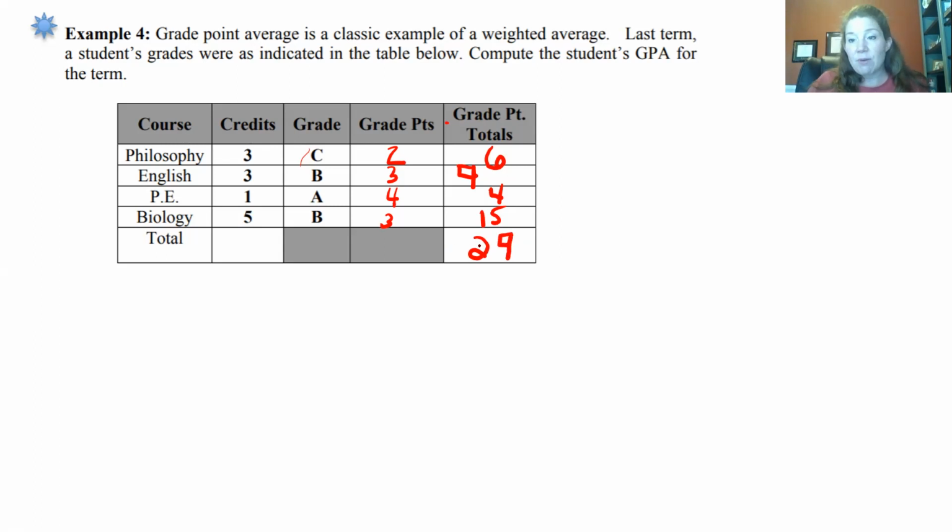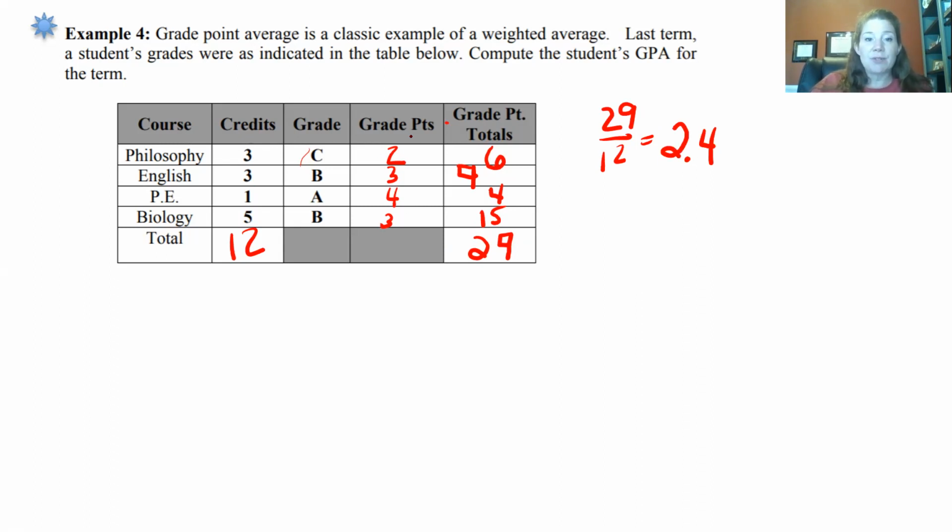But then to figure out what that computes into, you have to divide it by the total number of credits. So 5 plus 1 is 6, plus 3 is 9, plus 3 is 12. So basically, you're going to divide 29 by 12. So 29 divided by 12. So for this semester, you earned a 2.4. Okay? So does that make sense?